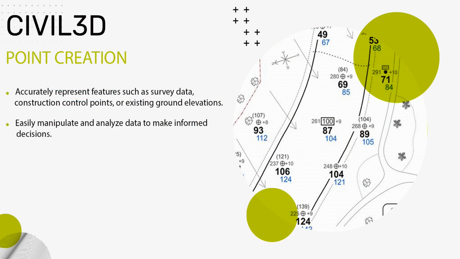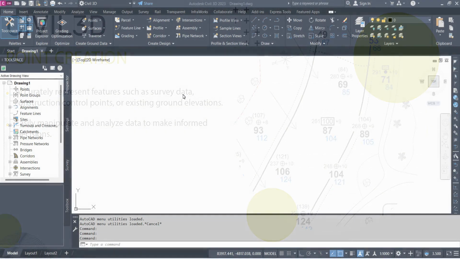Point creation in Civil3d is a critical part of any civil engineering project. It allows us to accurately represent features such as survey data, construction control points, or existing ground elevations. By creating points in Civil3d, we can easily manipulate and analyze data to make informed decisions. Now let me walk you through the entire process.